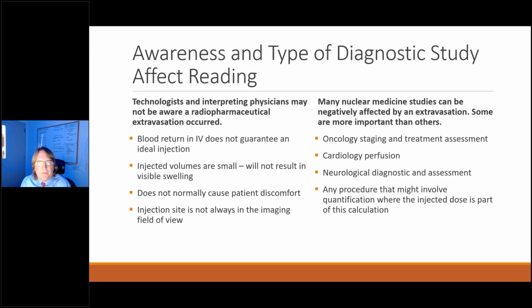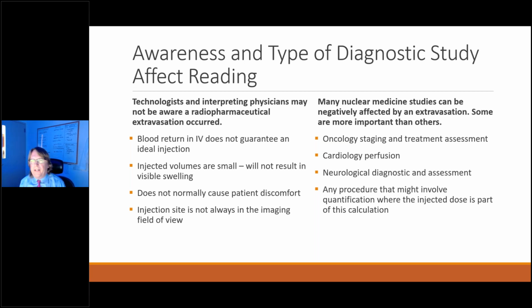Also, with these very small volumes, you're not really able to detect it visually as you're injecting it, and there's no swelling because of such a small volume. These patients very rarely complain of pain with these small volume injections, and so they don't know anything has happened. So without patient discomfort, you just assume everything went fine. So these are some things that impact the technologist side.